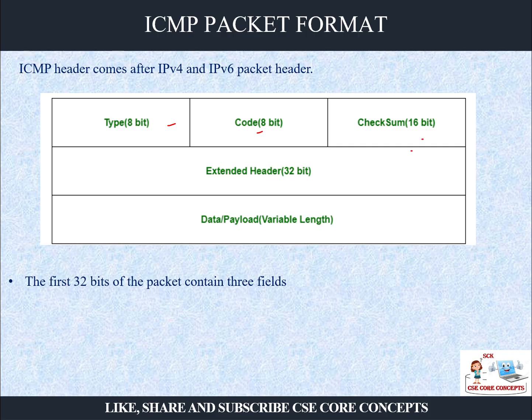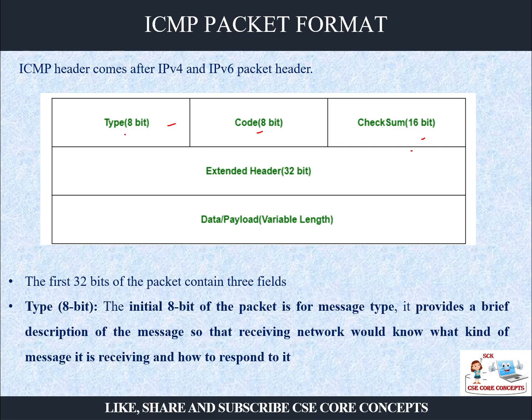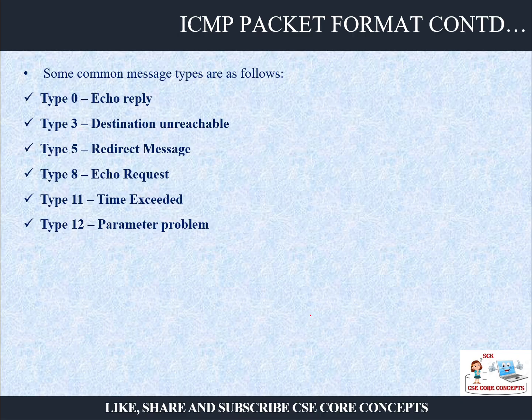Now what do they contain? The first field is the type field. It is an 8-bit field for the message type. What type of message it is, right? It provides a brief description of the message, such as destination unreachable. Let's see the different types of message. Type 0 is echo reply. Type 3 is destination unreachable. Type 5 is redirect message, then echo request, time exceeded, parameter problem. So what type of error has occurred is given with your type.